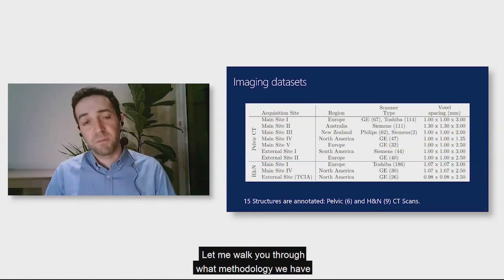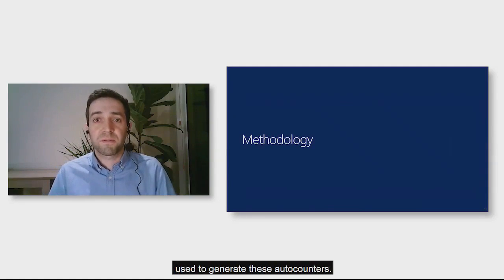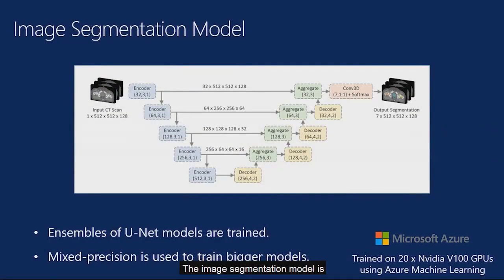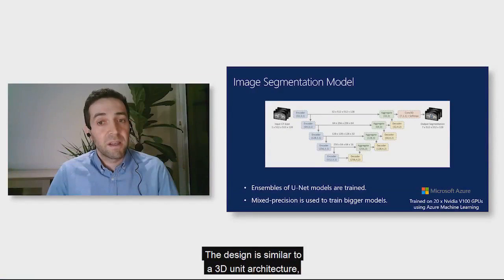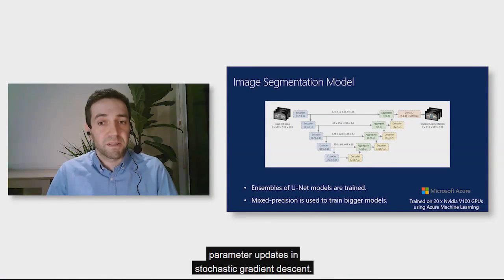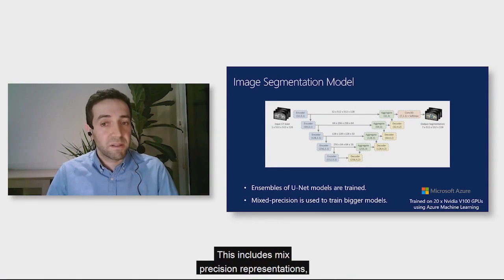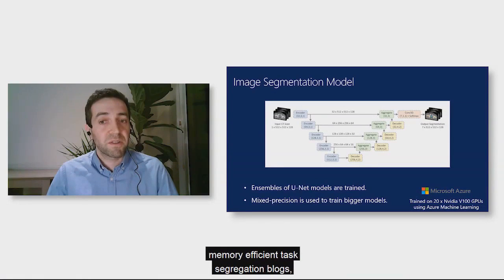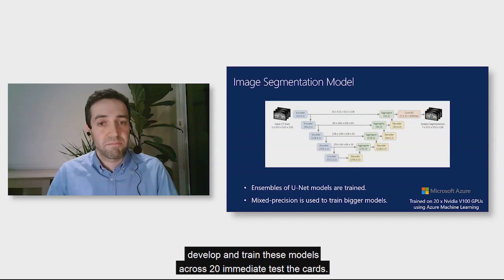So let me walk you through what kind of methodology we have used to generate these auto-contours. The image segmentation model is a state-of-the-art convolutional neural network, as you can see, with millions of learned parameters at training time. And the design is similar to a 3D U-Net architecture, with some modifications to better utilize the computation hardware and increase the number of samples used in model parameter updates in stochastic gradient descent. This includes mixed precision representations, memory-efficient tensor aggregation blocks, and model partitioning across multiple hardware. And we use Microsoft Azure Machine Learning to develop and train these models across 20 NVIDIA Tesla cards.